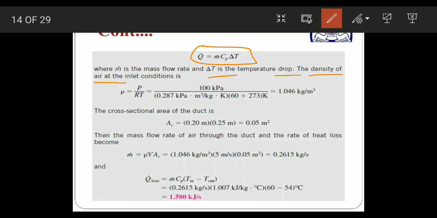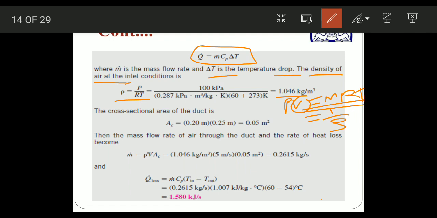The density of air at the inlet conditions can be calculated by using this formula. Rho is equal to P upon RT. This is taken from PV is equal to mRT. So from this equation, we can calculate the value of density because V can be written as 1 by rho. So rho is equal to P upon RT if m is equal to 1. From that, you will get the value 1.046 kg per meter cube. This is the density of air.